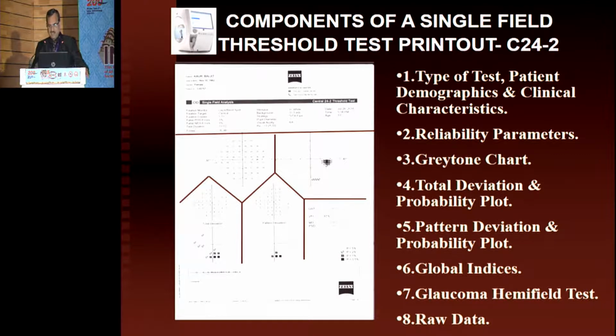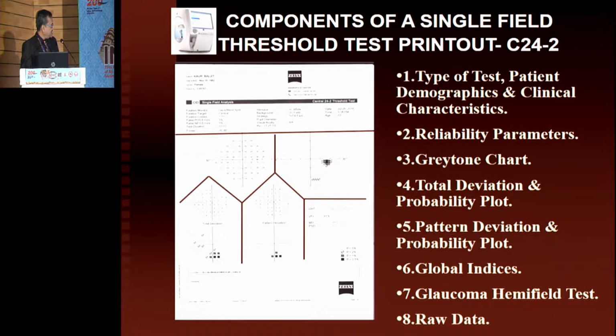If you see, this printout is divided into 8 components. Number 1 is the type of the test, patient demographics and clinical characteristics. Number 2 are the reliability parameters that are given here. Number 3 is the Greytone chart that is useful to explain to the patient. But basically, as glaucomatologists, as ophthalmologists, zone 4 and zone 5, that is the total deviation probability plot and the pattern deviation probability plot, are the heart of the printout. We need to look at these things first before we go on to correlate with the other things.